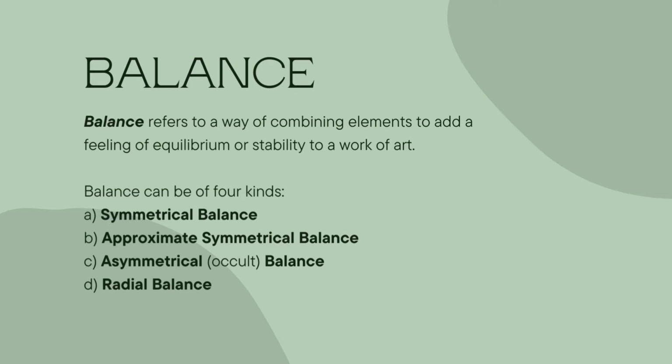So balance refers to a way of combining elements to add a feeling of equilibrium or stability to a work of art. Balance can be of four kinds. There's symmetrical balance, approximate symmetrical balance, asymmetrical balance, and radial balance.